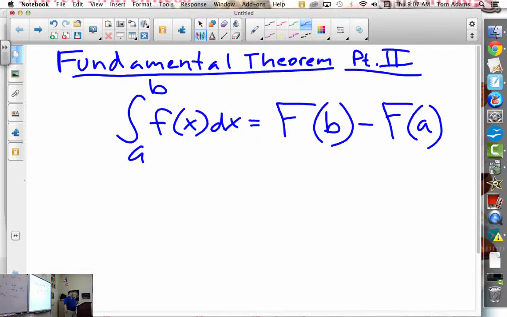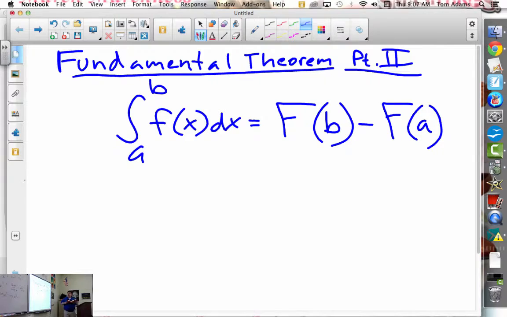I said it right, but let me explain what it means. To find the area under the curve, you take the antiderivative, capital F, and evaluate it at b, the upper limit, and then you take that same antiderivative and evaluate it at a and subtract a from b. That's really what you do. There's a proof in the book, and we'll skip the proof for today.